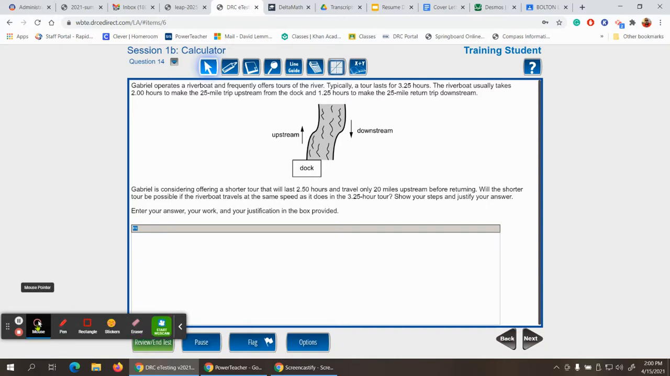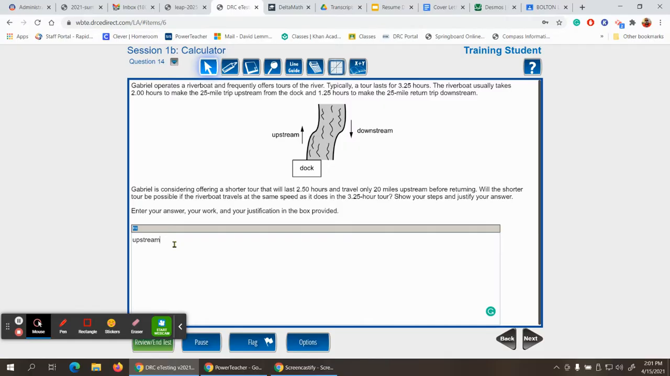All right, your next one here talks about Gabriel going upstream. He's going upstream, and the tour lasts 3.25 hours. The riverboat usually takes 2 hours, 25-mile trip upstream. All right, so upstream is that. So come in here. I'll actually type this stuff in so that way you can see how to work that.